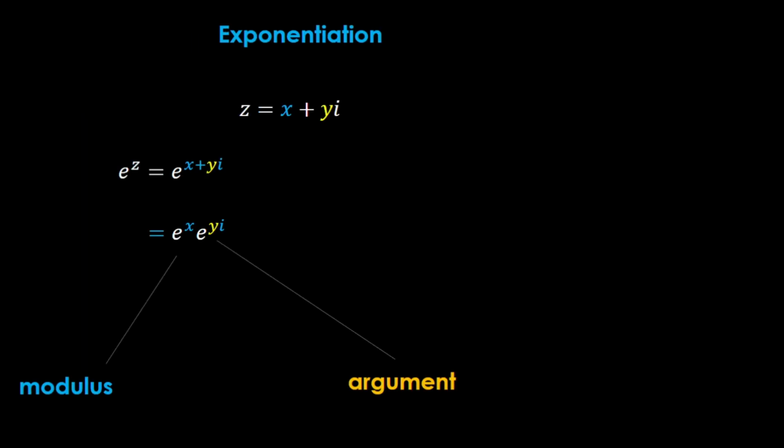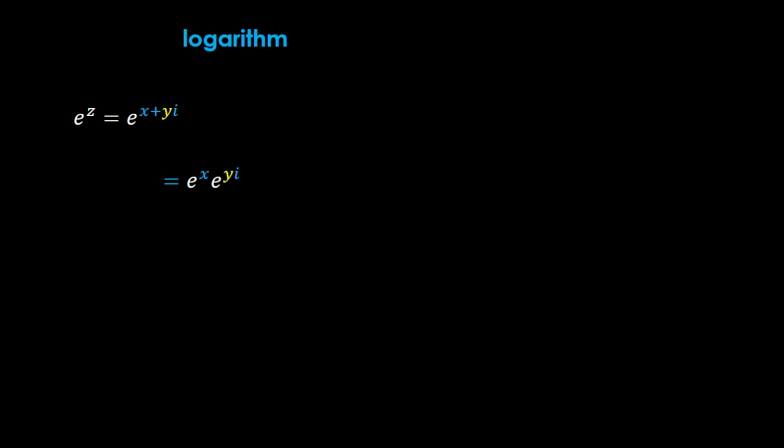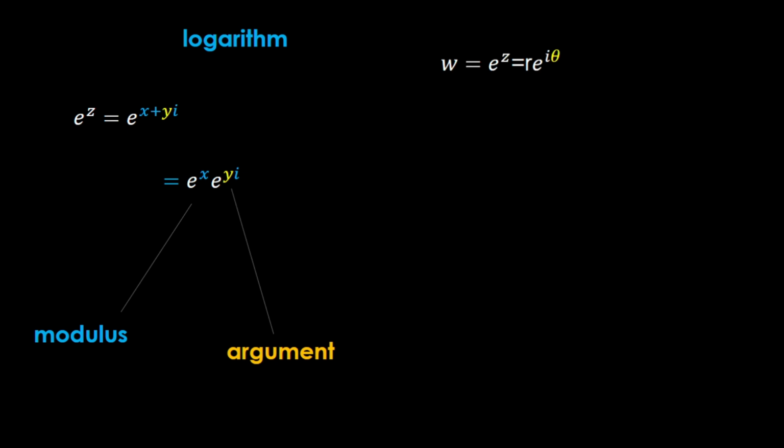And this as the modulus and this one as the argument. Let's move on to the logarithm. Therefore, e to the z is equal to this. We have a modulus and the argument. In the logarithm, w is equal to e to the z, that will be r e to the i theta. Therefore, our r is equal to e to the x.